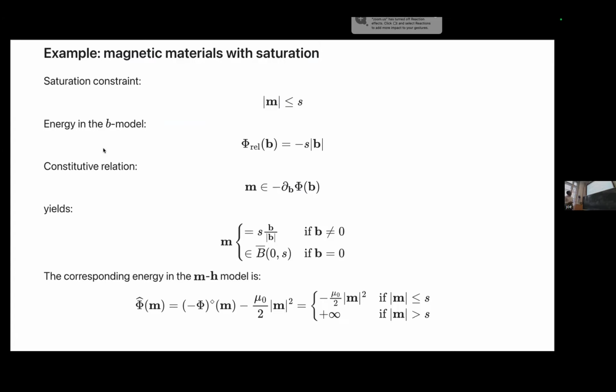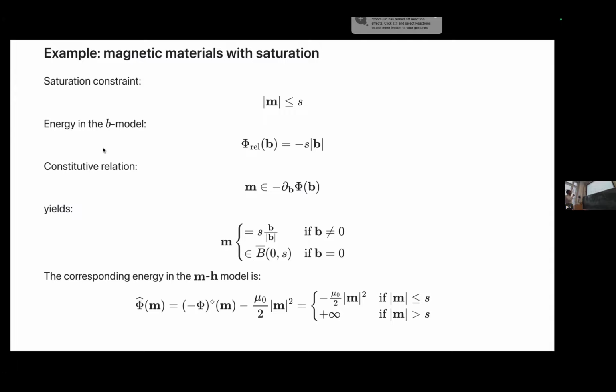So another example that you can consider is the one with the saturation constraint. So in this case, essentially the saturation constraint tells you that the norm of the magnetization must be smaller than the saturation magnetization, and this is a relaxation of the constraint I was showing before. Okay, this is what comes out if you do the double Legendre transform of the energy. So if you do this twice, you go back to the convex envelope of the energy, essentially.